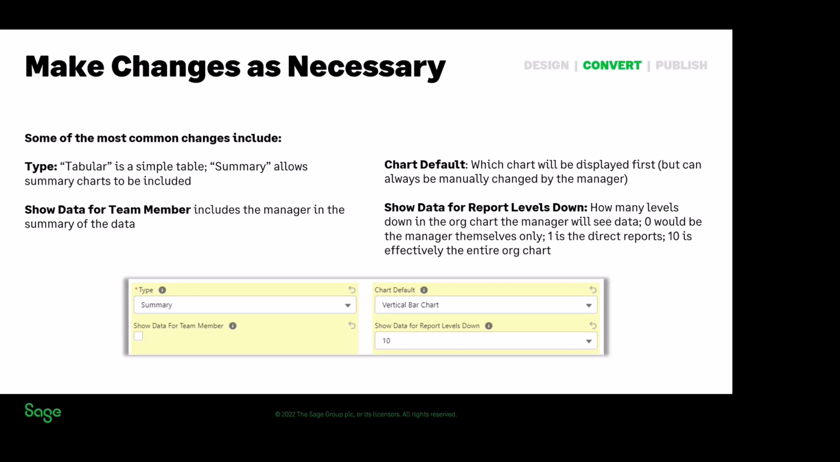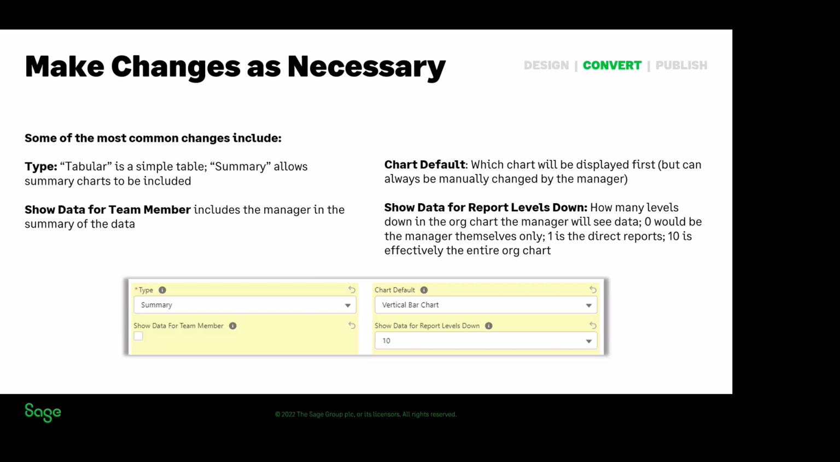And then also show data for report levels down is important, because if you set this to 0, it will only show the data for the person who's viewing it. So you can actually make WX reports for team members themselves. If you set it to 1, it'll be for a manager's direct team. And if you set it up to 10, that's effectively the entire org chart, because I've never seen a customer that had more than 10 levels.